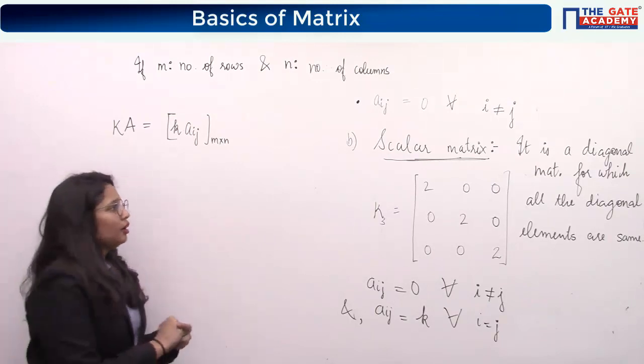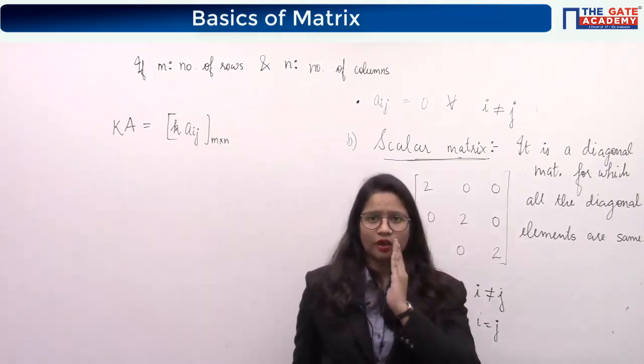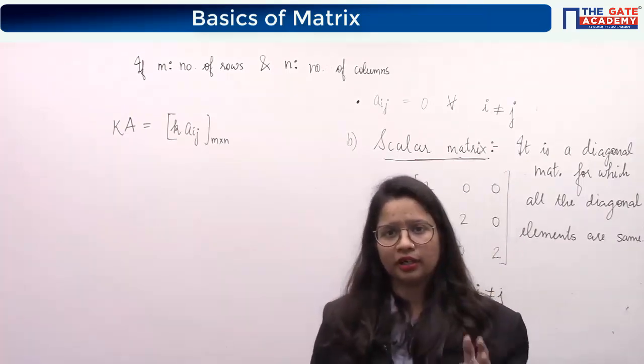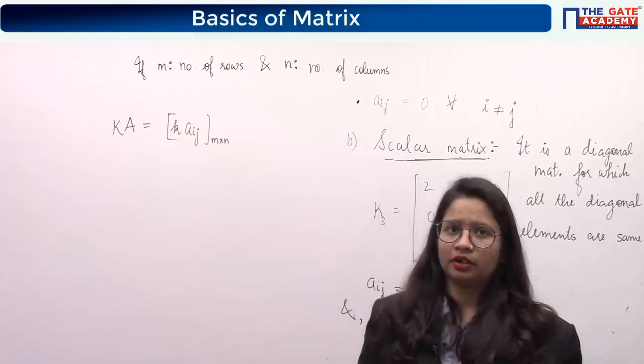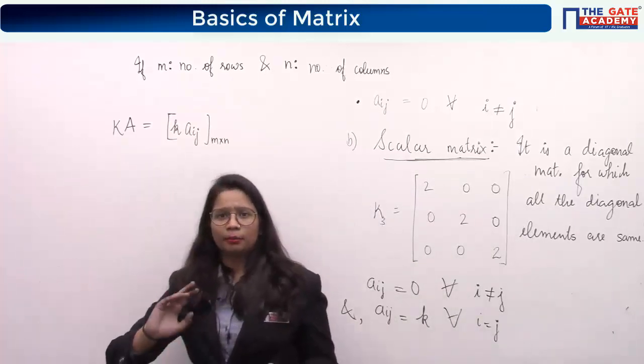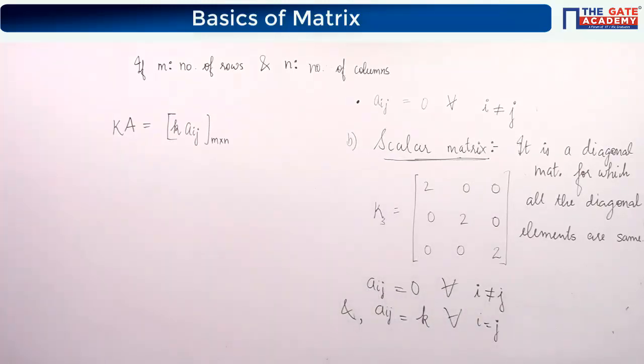Did you understand what I am trying to say? Why is this kind of matrix known as a scalar matrix? Because its effect is to scale each and every element of your matrix A, which can be any matrix. So it scales a particular matrix, that's why it's a scalar matrix. Clear? So this is about the scalar matrix.